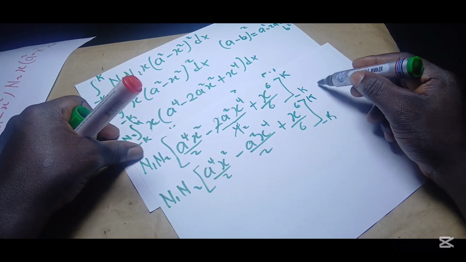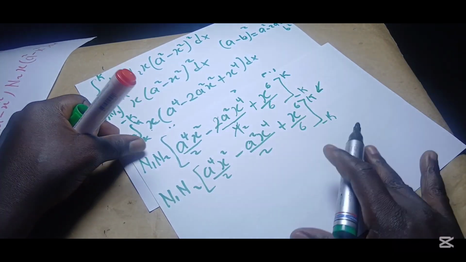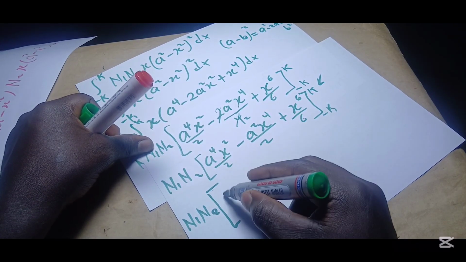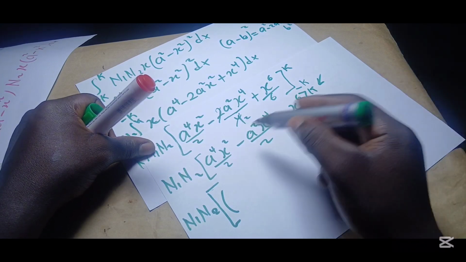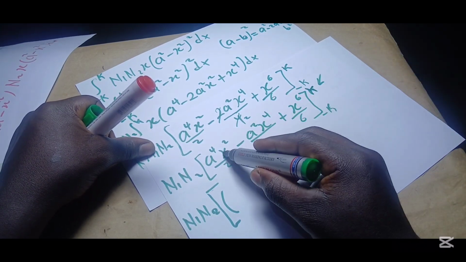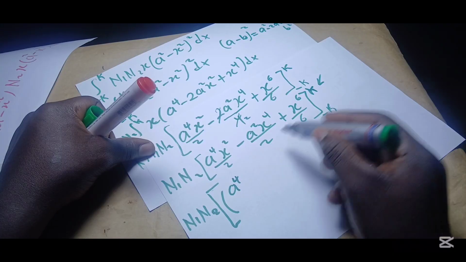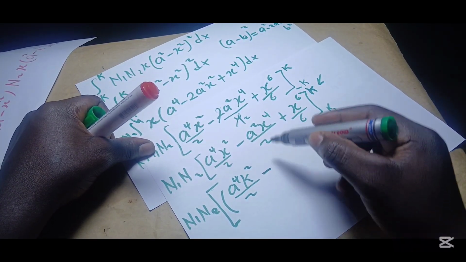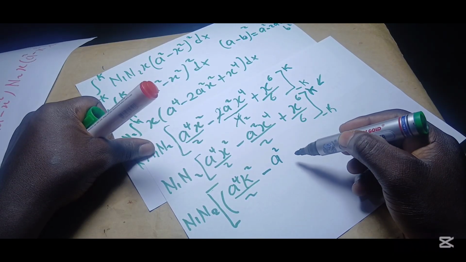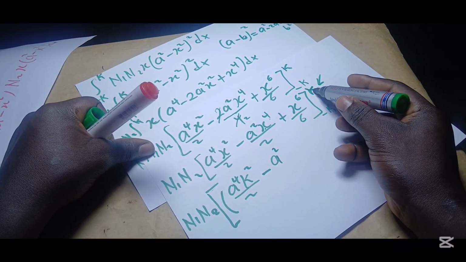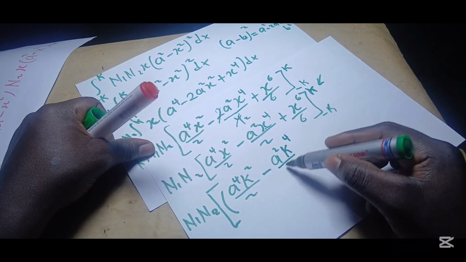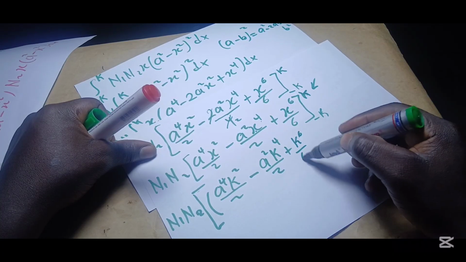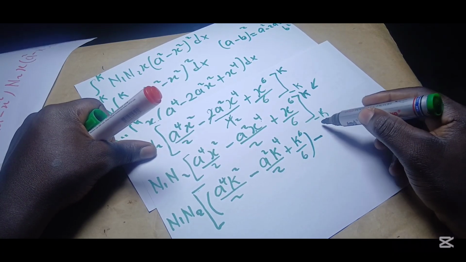Now we'll put in our upper limit, which is positive k, into the whole expression. So we have n1, n2, bracket, wherever we see x, we put in k there, our upper limit. So a to the power 4, then we put k to the power 2 there, all on 2, minus a to the power 2, wherever we see x, we replace it by k, x to the power 4 becomes k to the power 4, all divided by 2, plus x to the power 6 becomes k to the power 6, all over 6, bracket close, then minus, bracket open.